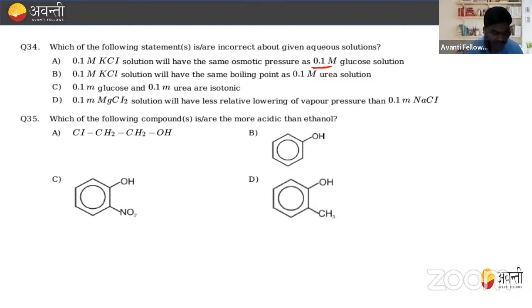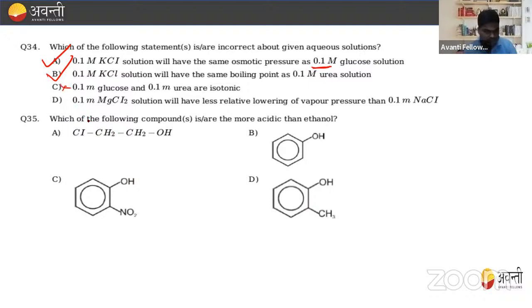So this is absolutely wrong, right? Explain the following which are incorrect. So this one is incorrect. Next, 0.1 molar KCl solution has the same boiling point as 0.1 molar glucose. This is also wrong. And 0.1 molar glucose and 0.1 molar solutions being isotonic, yeah, this is true, right?